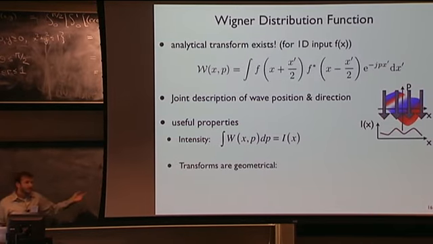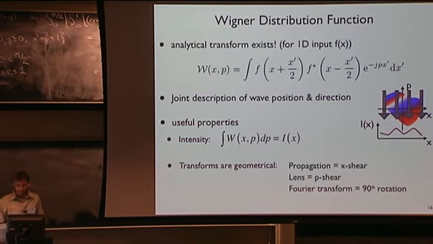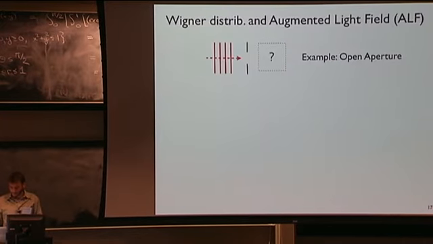As it propagates or hits different things, all the transforms, or most of them, will be geometrical. As it propagates, it just shears along the x-axis. When it hits a lens, it shears along the p-axis, just like a light field would. And a Fourier transform is a 90-degree rotation, for example. So what does it look like?